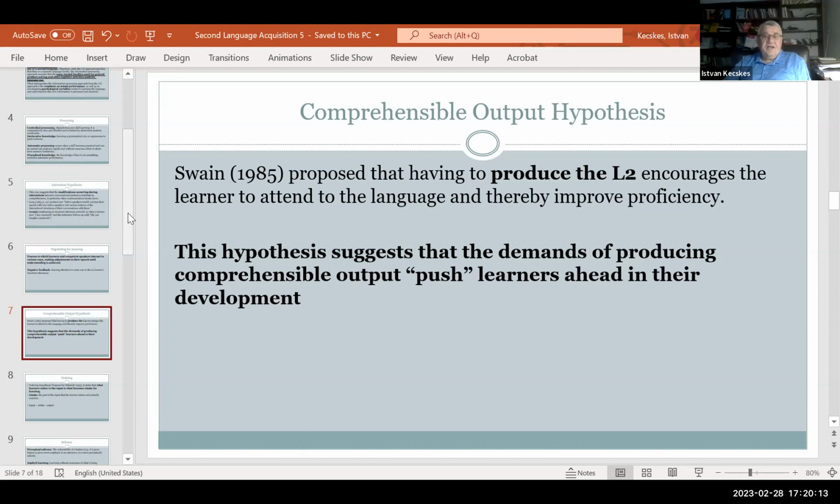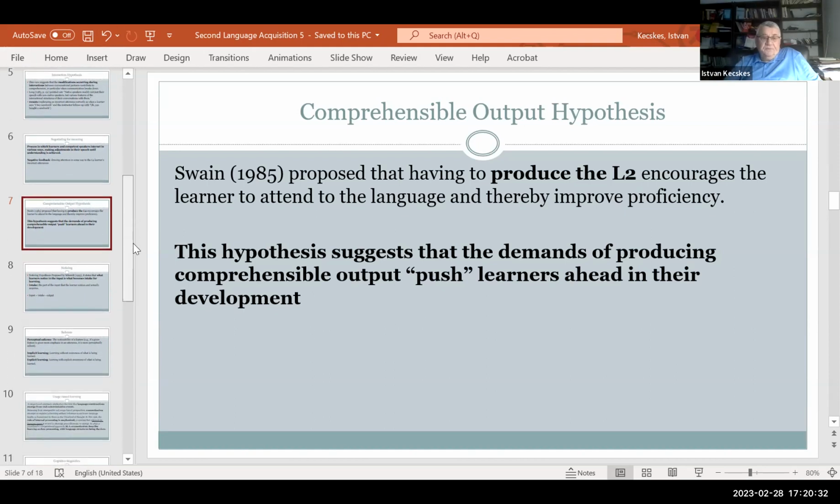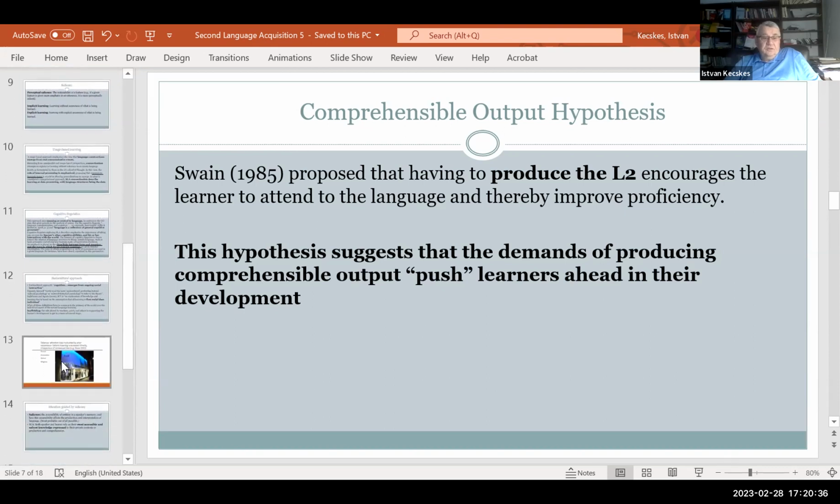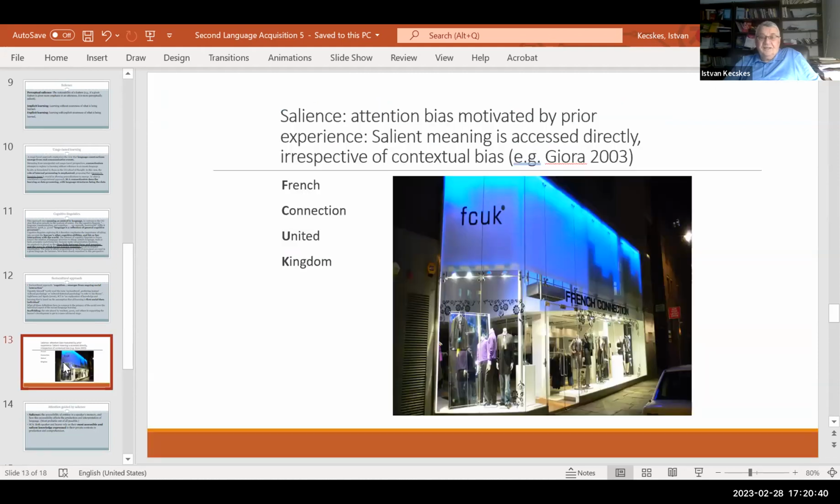Okay, if nothing else, then let's go back to salience, because salience is crucial, I think, in every single field of life, and it is especially very important in second language acquisition. I'll try to explain to you why. So what is salience? This is my favorite picture that I use when I talk about salience.